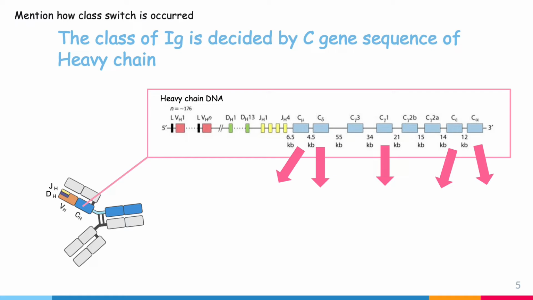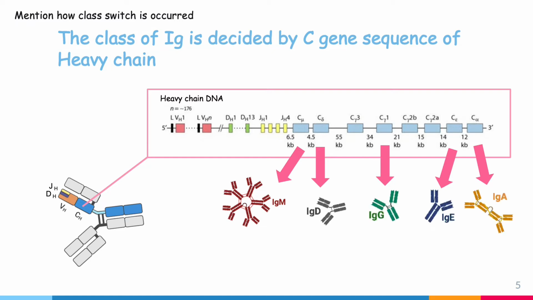First of all, the class of the antibody is determined by the Sh gene sequence in the heavy chain constant region. If the gene is encoded by the Sh mu gene, IgM is produced. And if the gene is encoded by the Sh delta gene, IgD is produced. IgG, IgE, and IgA are similarly produced by each Sh gene. Changes in the coding region of the Sh gene lead to Ig class switching.